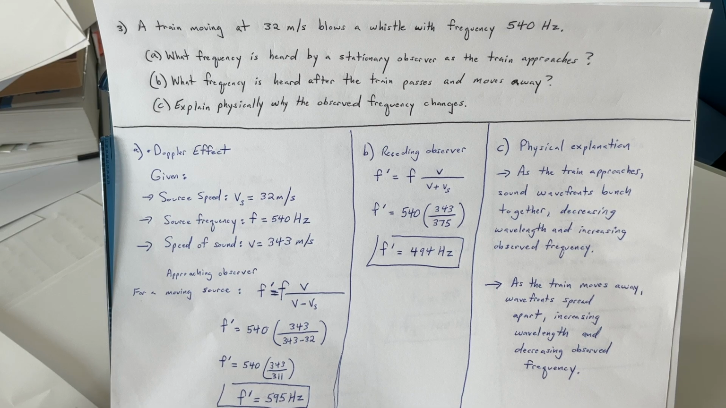And for letter C, explain physically why the observed frequency changes. We could say the following. So the physical explanation: as the train approaches, sound wave fronts bunch together, decreasing wavelength and increasing observer frequency. As the train moves away, wave fronts spread apart, increasing wavelength and decreasing observed frequency. Okay, so that is number 3.